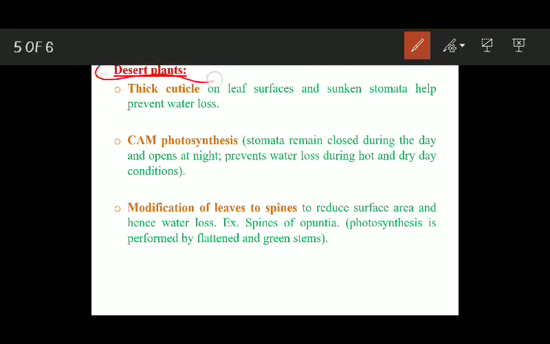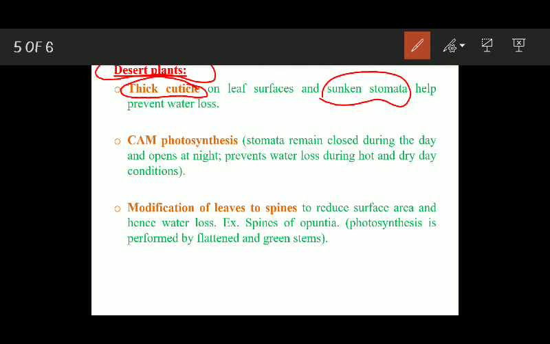Now, the examples of ecological adaptations: there are many examples. First of all, we will talk about the ecological adaptations that occur in desert plants. There are a number of adaptations that can be seen in desert plants. First of all, they have a thick cuticle that prevents water loss, and they also have sunken stomata, which means the stomata are present inside the grooves.